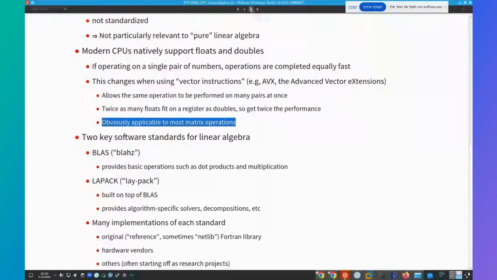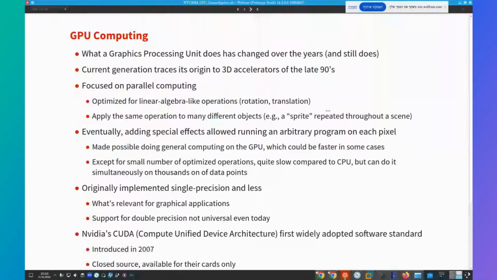So what is GPU computing? What the graphics processing unit does has changed over the years and is probably still changing. But the current thing we call a GPU traces its origin to 3D accelerators of the late 90s. They focused on parallel computing and were optimized for linear algebra operations like rotations and translations because they wanted to move a sprite around the screen.